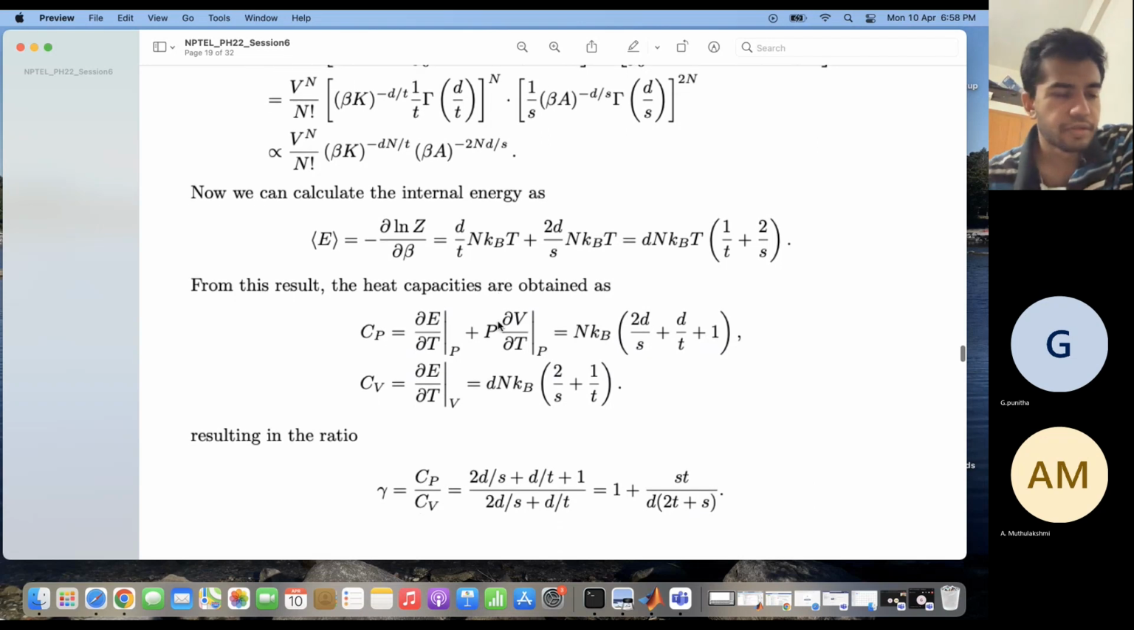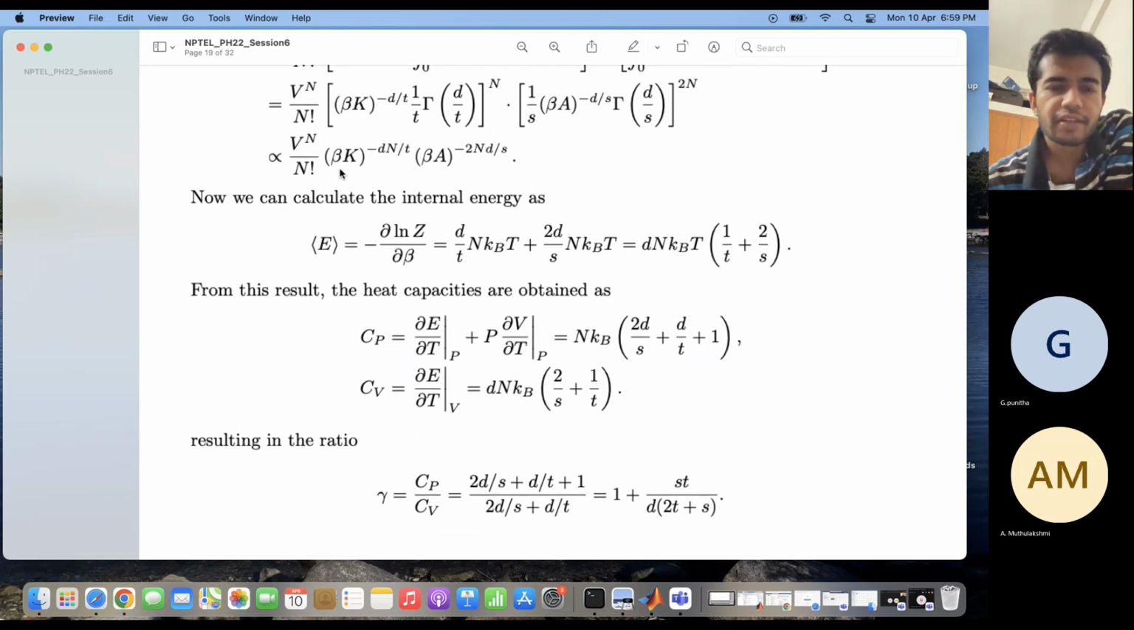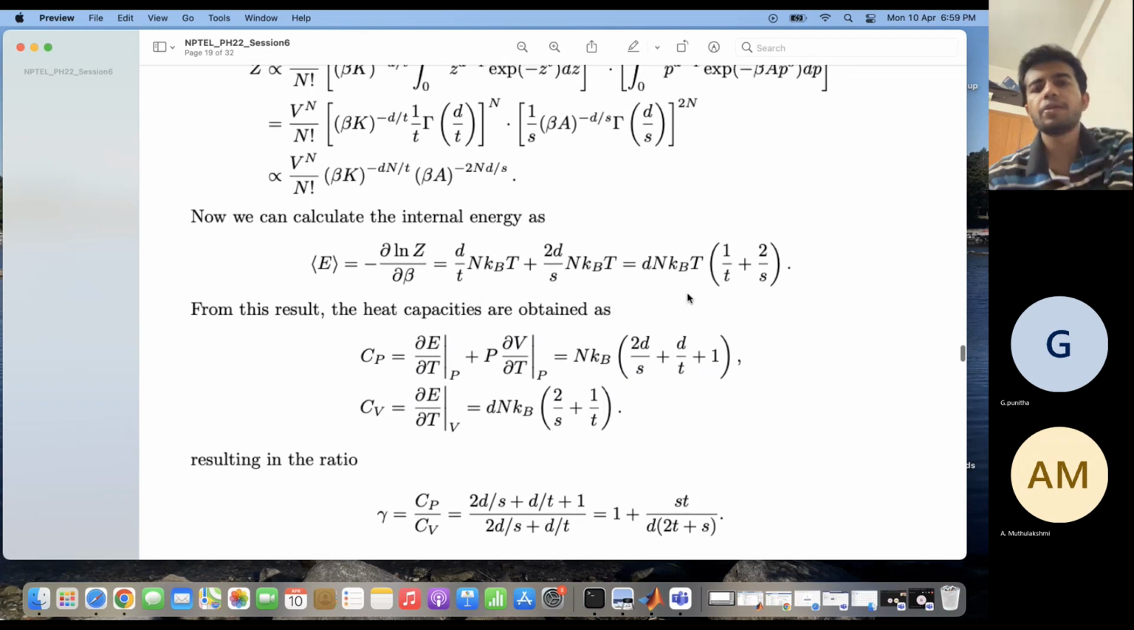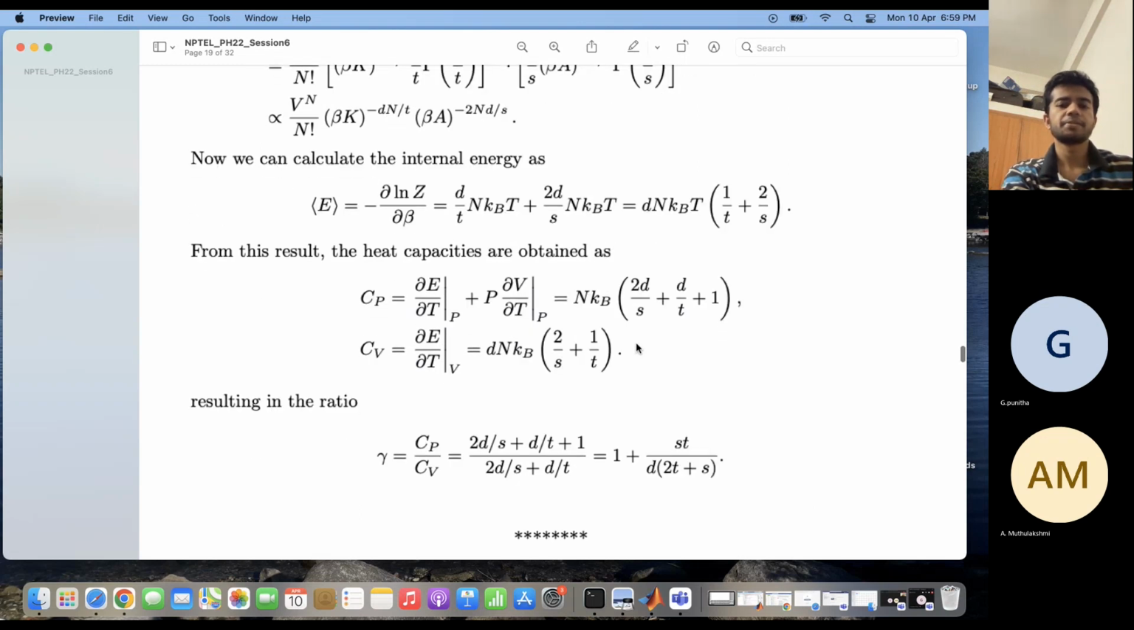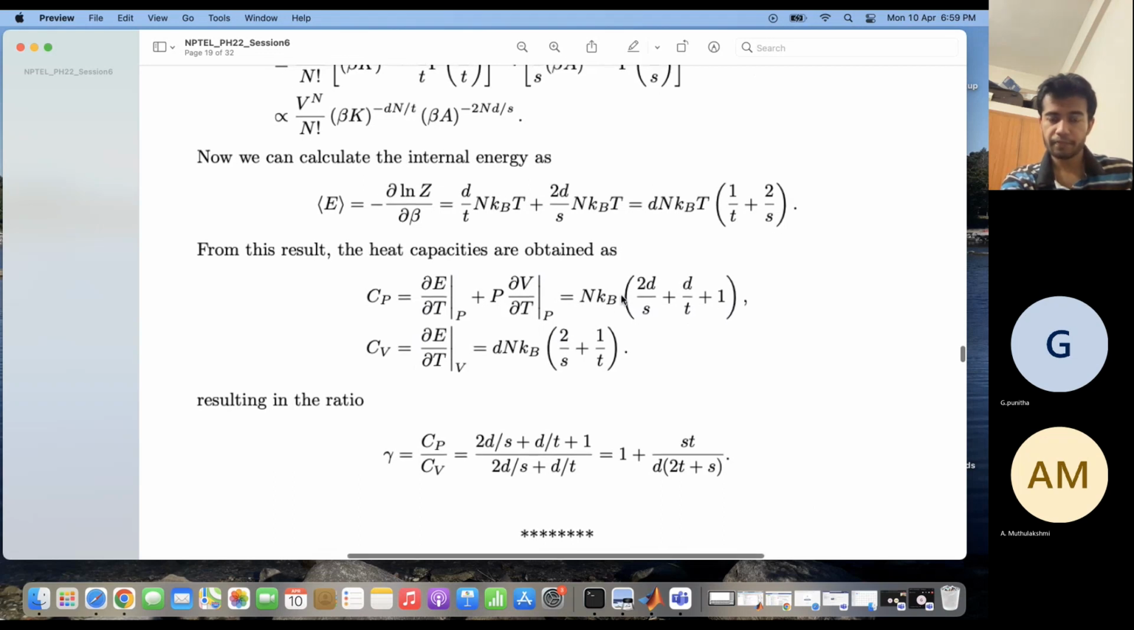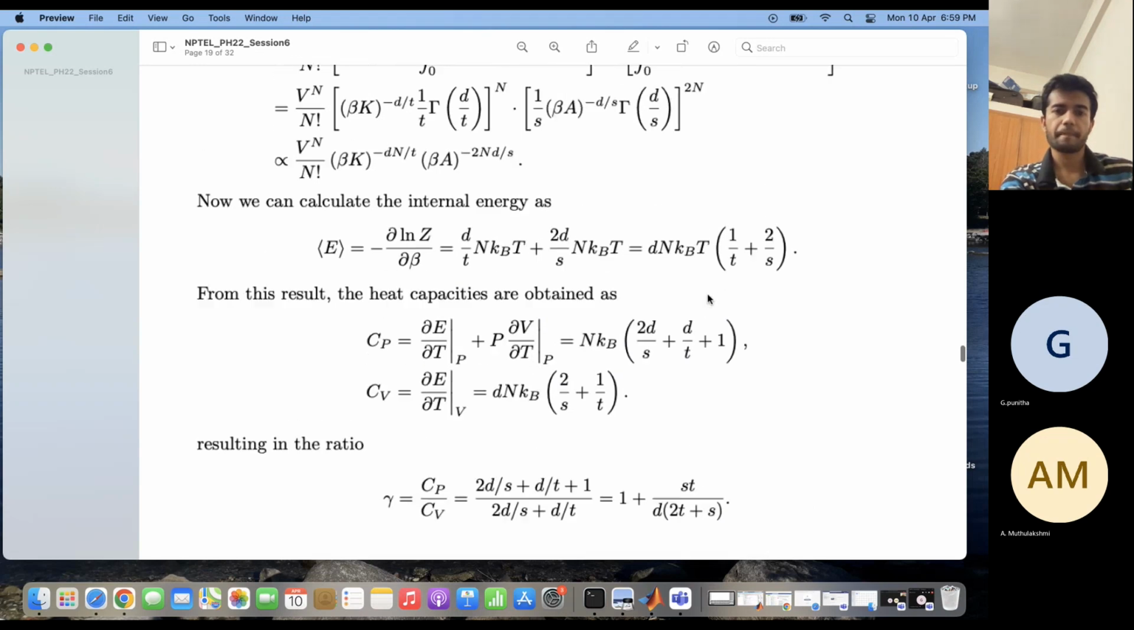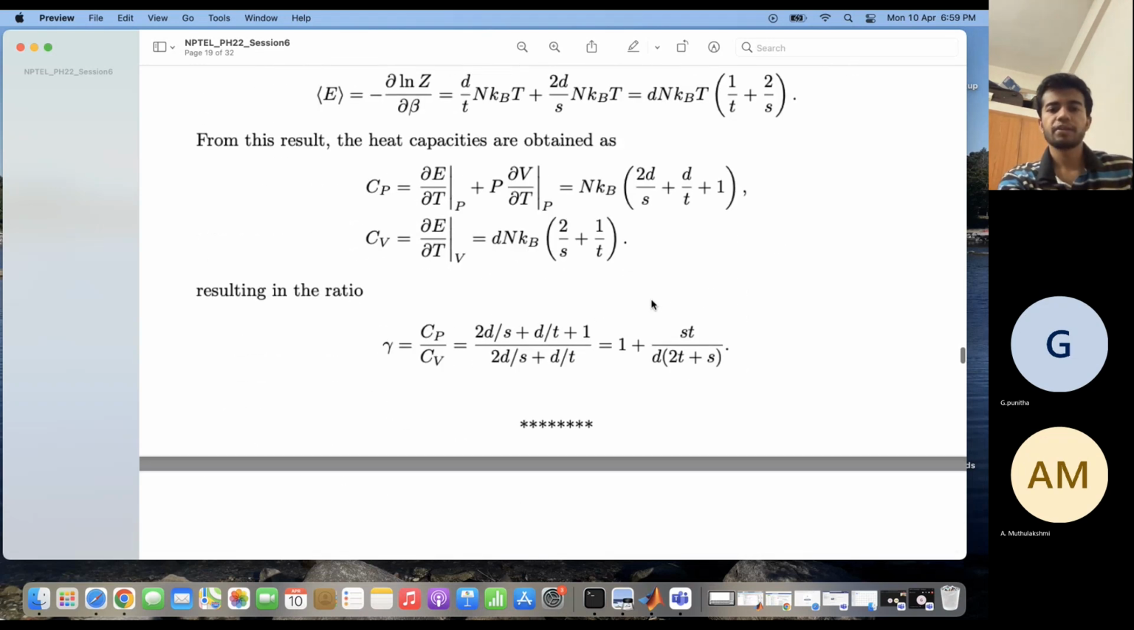After that, we can calculate the internal energy as E equal to minus del ln Z by del beta. If I take the derivative of this with respect to beta, this becomes equal to dN k_B T into (1 by t plus 2 by s). This results in the heat capacities being as follows. Heat capacity at constant volume is equal to del E by del T, which is dN k_B into (2 by s plus 1 by t), and Cp is equal to del E by del T plus P del V by del T, which is equal to N k_B into (2d by s plus d by t plus 1). Therefore, this becomes the ratio of the specific heat capacities.